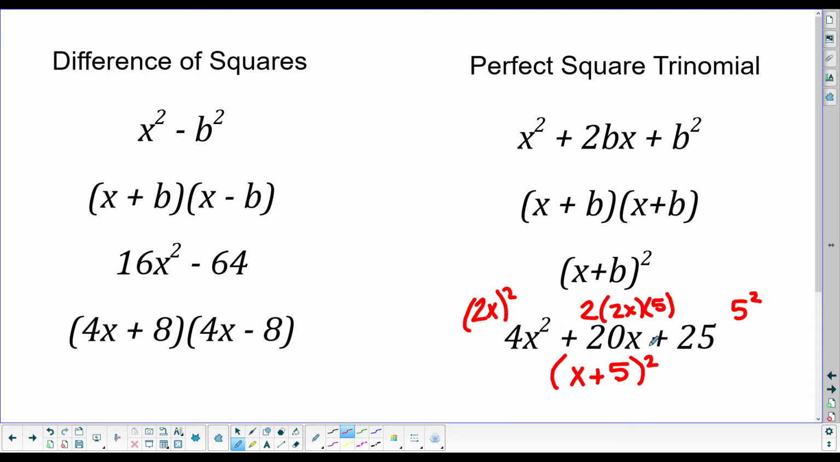The real trick is being able to recognize that. Once you recognize it, the factoring becomes fairly trivial. Sorry, this is 2x plus 5. The factoring becomes fairly trivial once you see that pattern in there. But the real trick is to understand and recognize that pattern.